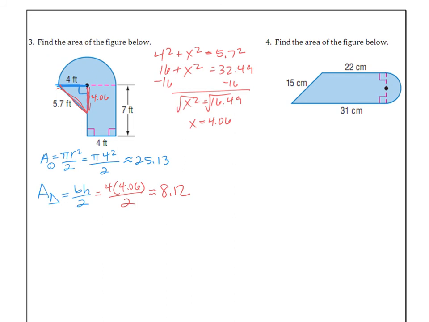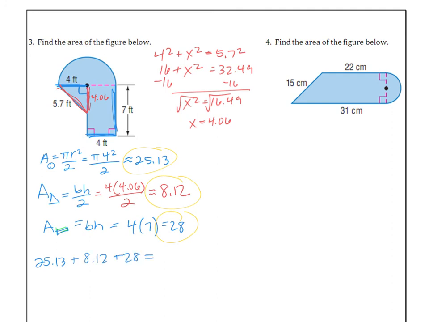Last but not least, we have the rectangle. And so for the area of the rectangle, it's just base times height. And I think there we can just use the 4 and the 7. So 4 times 7, 28. Awesome. Now we can take our 3 areas and add them together. So we're going to add 25.13 plus 8.12 plus 28. And our area ends up being approximately 61.25. And it's going to be feet squared.